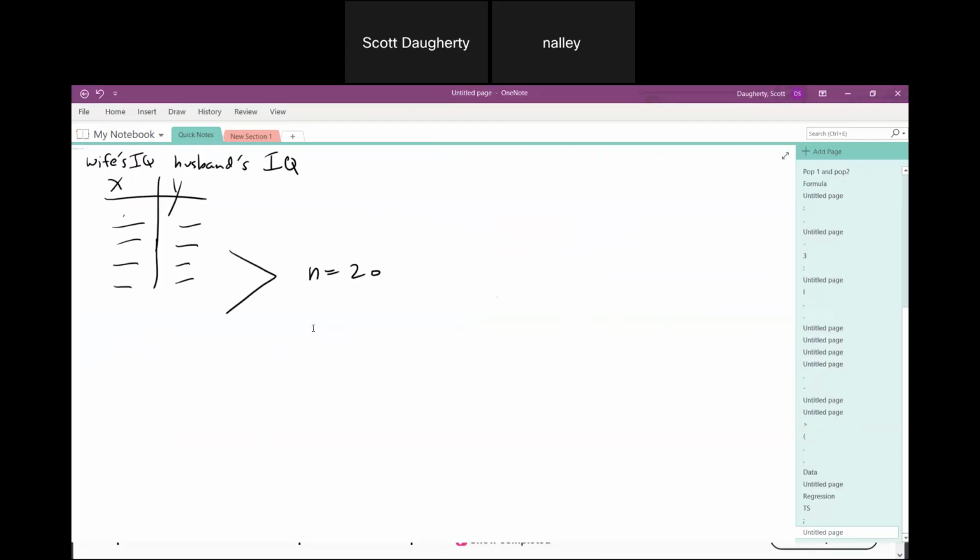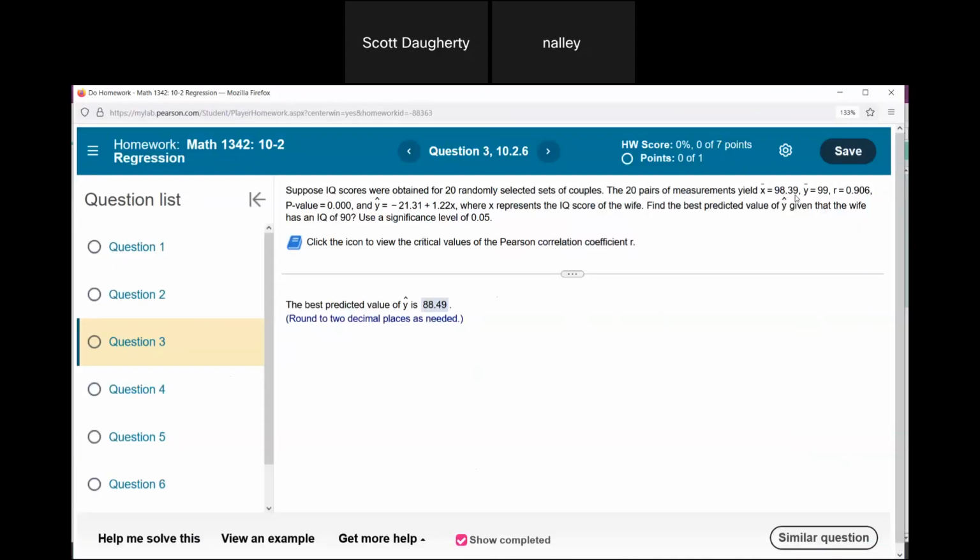Didn't tell us what those ordered pairs were, but they did tell us what the average was for this column and this column, right? X bar and Y bar. Okay, so again, this is the average IQ score for the 20 wives, and this is the average IQ score for the 20 husbands. And then they calculated R for us by plugging into that formula that we talked about earlier. So notice R is close to 1. The p-value, they figured out what the p-value would be for this, and it's 0.000.